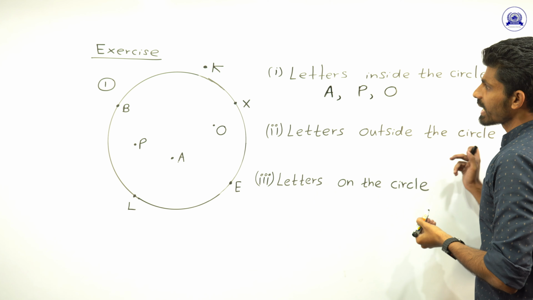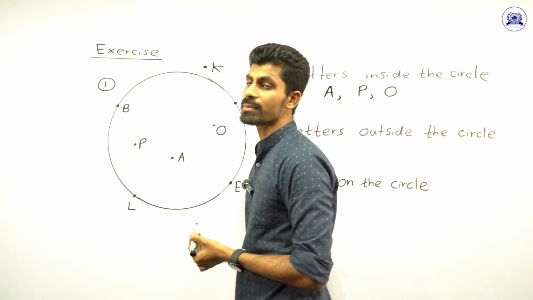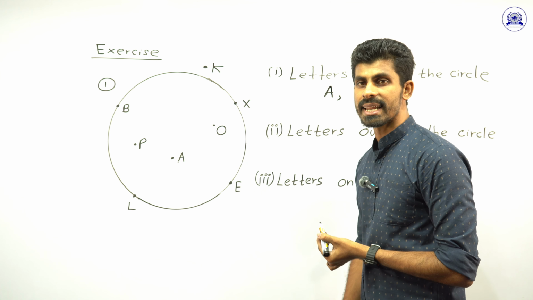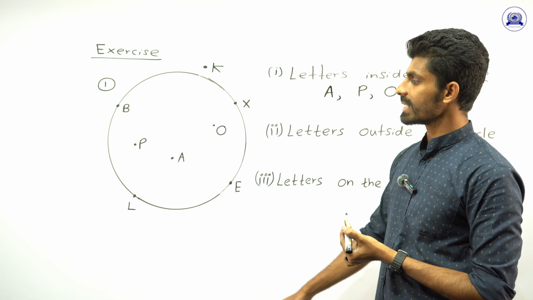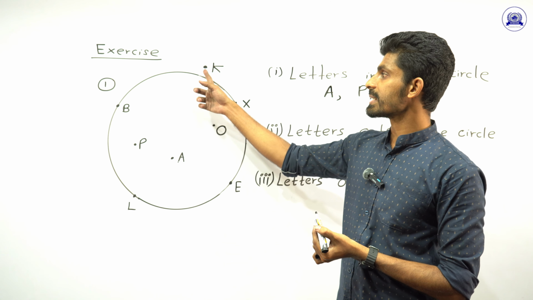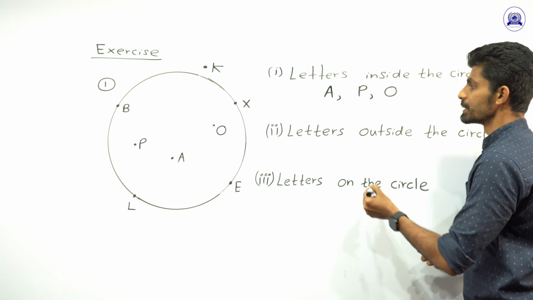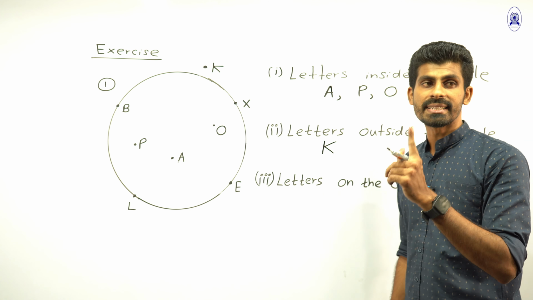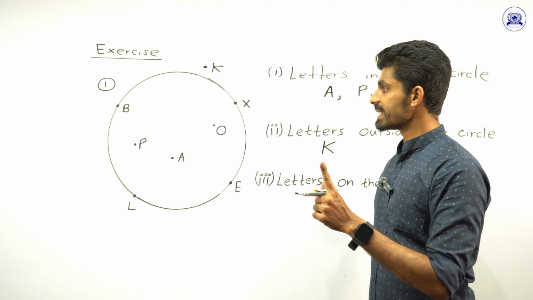Letters outside the circle. Letters which are positioned outside the circle. Can you see any outside letters? Outside the circle, I can see only one example. So that means only K. K is the one and only outside letter in this figure.